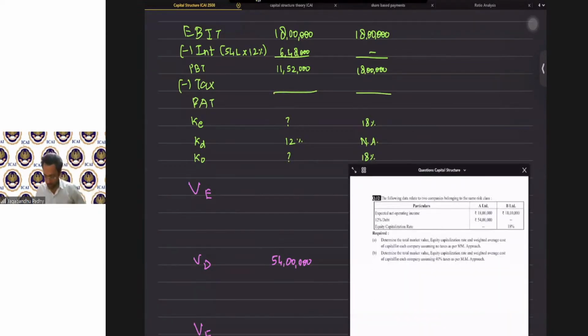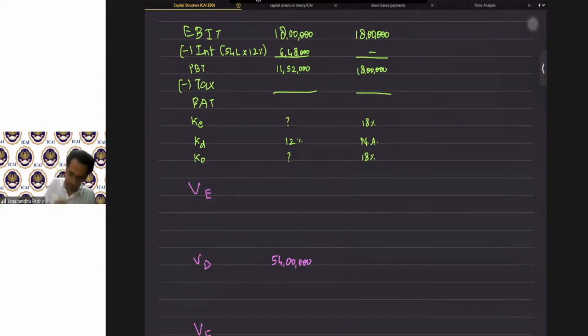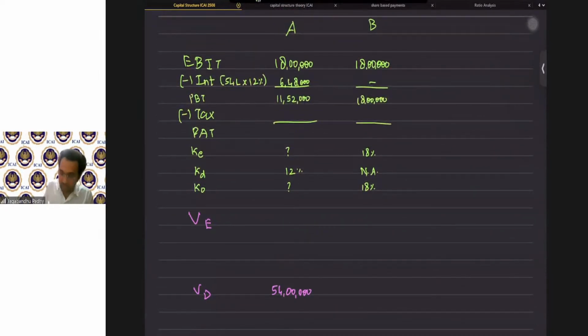Now, what's the tax rate given in the question? The tax rate is 40%. If you take 40% tax, for the first case, the tax works out to be 4,60,800. So profit after tax figure will be 6,91,200. For company B, profit before tax is 18 lakh, and of course from that if we deduct the tax, that's 40%, so 7,20,000, and profit after tax will work out to be 10,80,000.